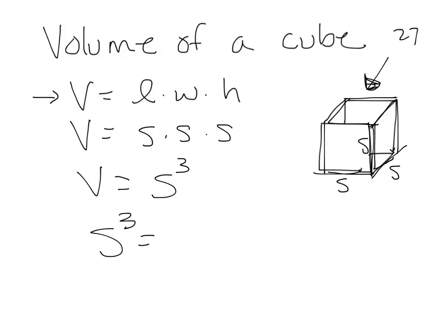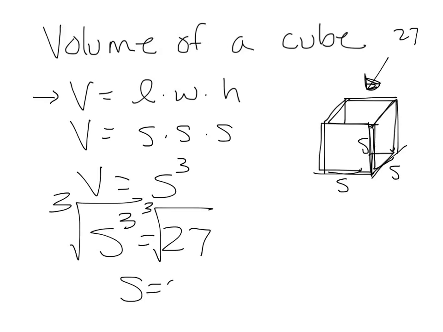So if I told you that the volume of this cube was 27, then you could say, well, S cubed equals 27, and we could solve for S by taking the cube root of each side, and we'd find out, oh, each one of these edge lengths is 3, because 3 times 3 times 3 gives me a volume of 27. Okay? Using math to solve problem type situations.